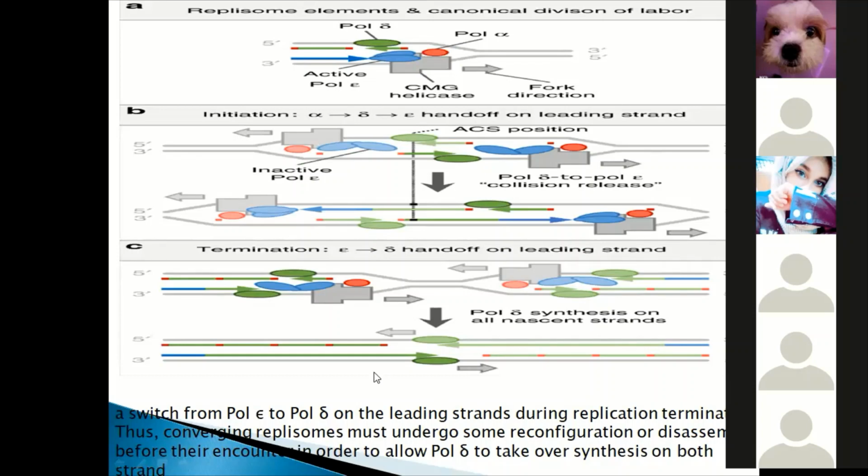There are some studies, actually it is not much work, people are still working on some of the things, which are not very clear. So there is a switch from polymerase eta to polymerase delta on the leading strands during replication termination, and there is a reconfirmation or disassembly before it encounters such a process. So this leads to termination of replication.